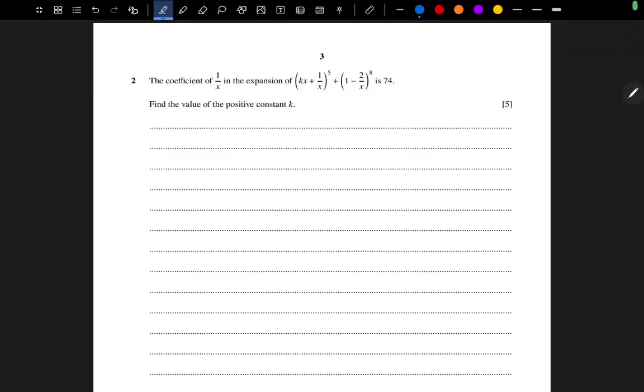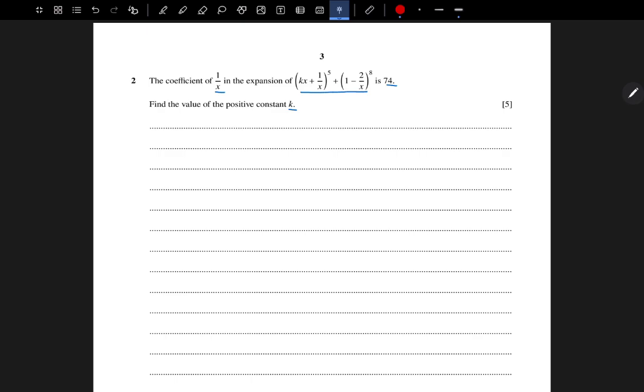CAIE A-Level Maths Summer 2020 Paper 1 Variant 1, Question number 2. In this question, it is given that in the following equation, the coefficient of the 1 upon x term is 74 and we have to find the k value.